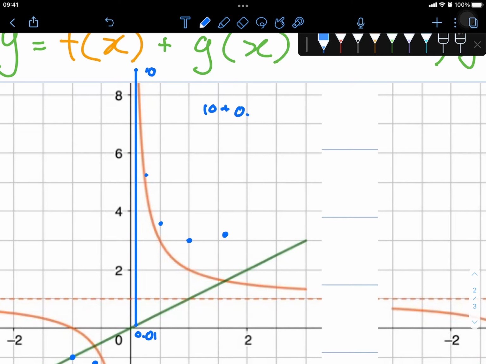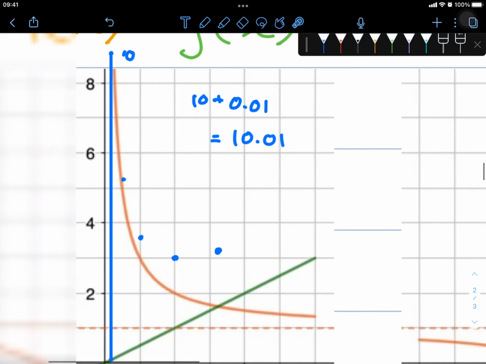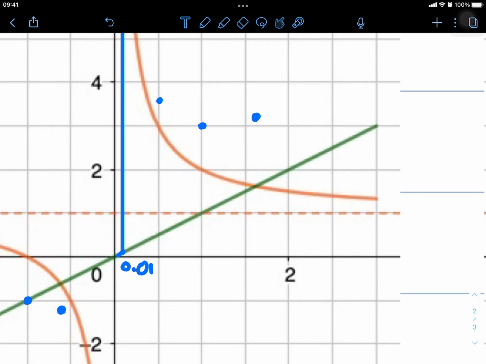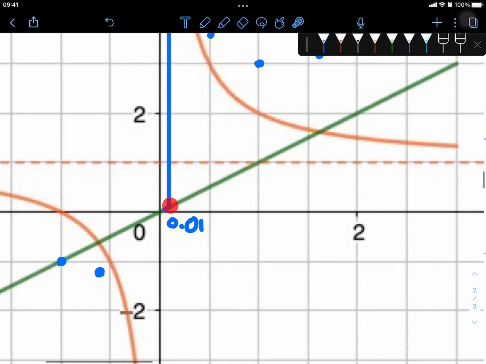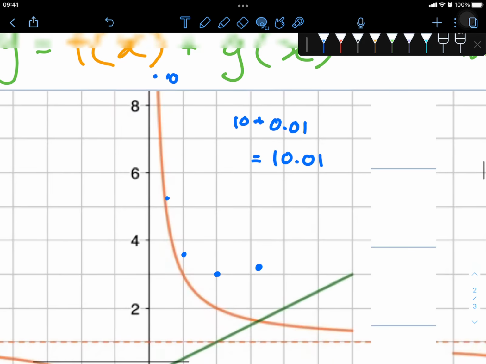10 plus 0.01, well, that's 10.01. But notice how that extra tiny little bit is actually very indistinguishable when we add it, isn't it? And it'll get even less noticeable as we move closer and closer to 0.